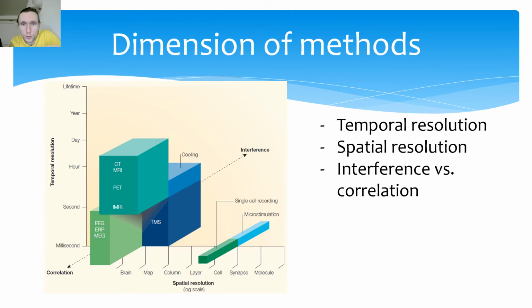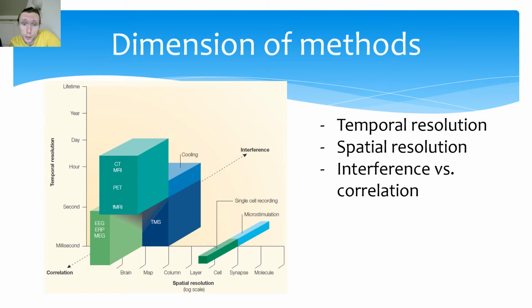To be able to look at a single neuron, you would have to do something like single cell recording, which means that you would have to plant an electrode in the brain, and in alive humans that's typically impossible because you would have to operate to get that electrode in there. So spatial resolution in humans overall will always be a little bit limited. However, some methods are still better than others.